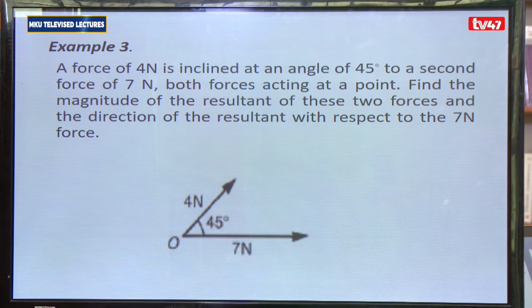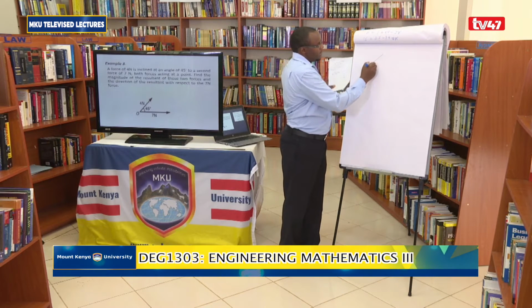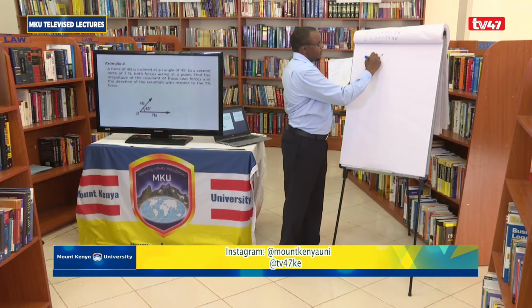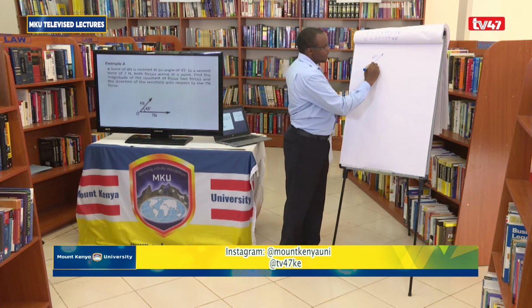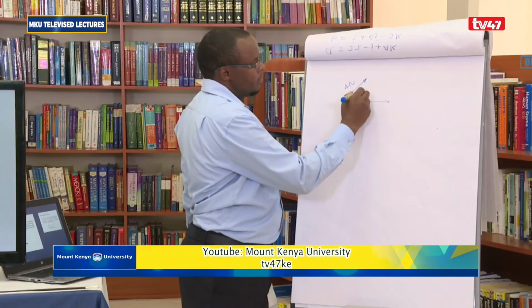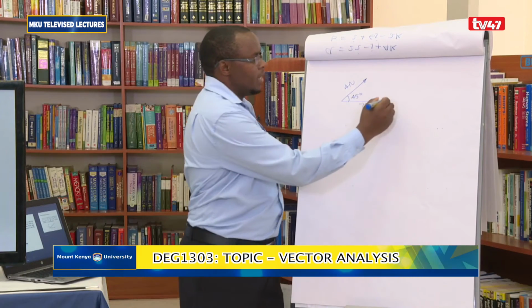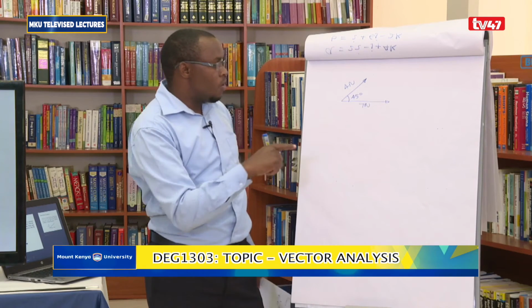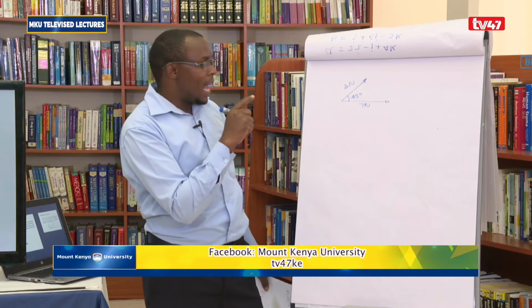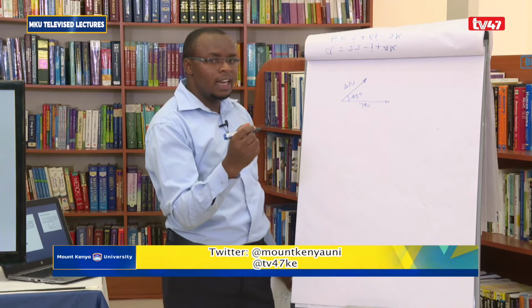We have got our 4 Newton vector and our 7 Newton vector. The angle between them is 45 degrees. Then we want to use vectors to get the resultant of these two vectors and the direction of that vector. Remember, if you just get the magnitude and you do not give the direction, then that one cannot count as a vector.